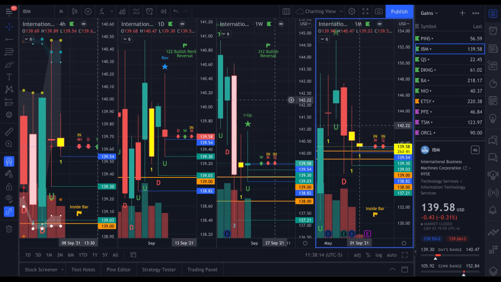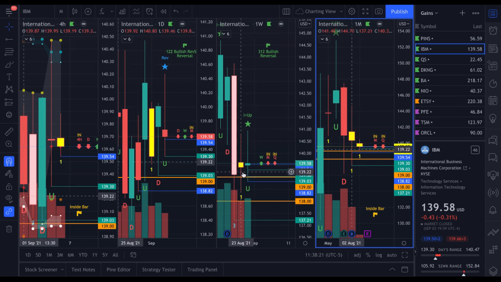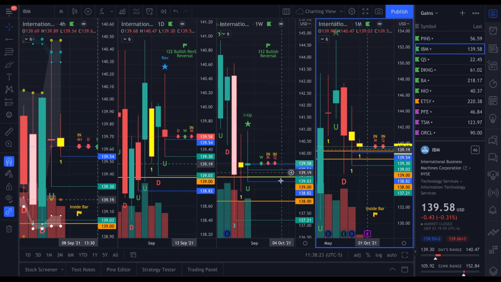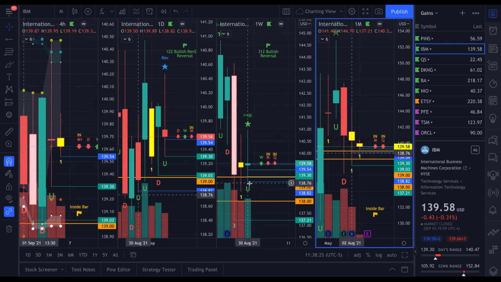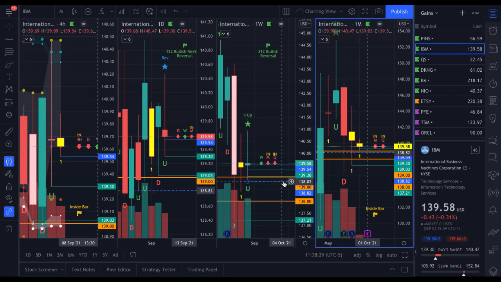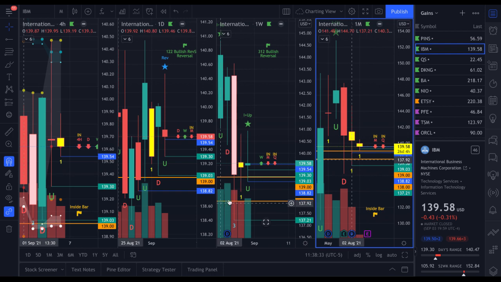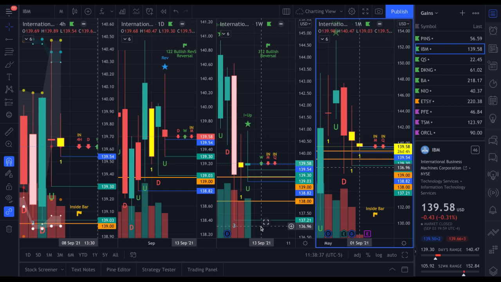And then if we look at the week, we have a bullish or a bearish rev strat set up. So we have an inside candle, a 2 up, and then if we take the low of the 2 up at around 139.82, it looks like. Yeah, 139.82. Our target would be 137.21.